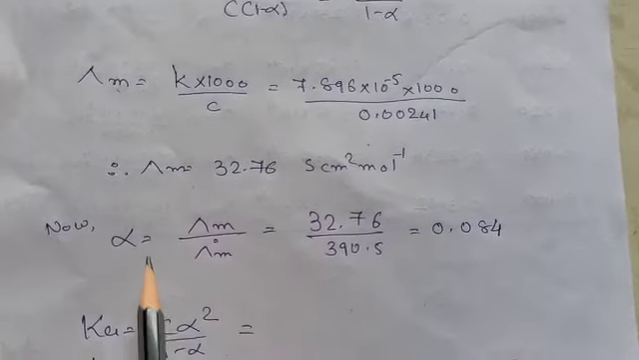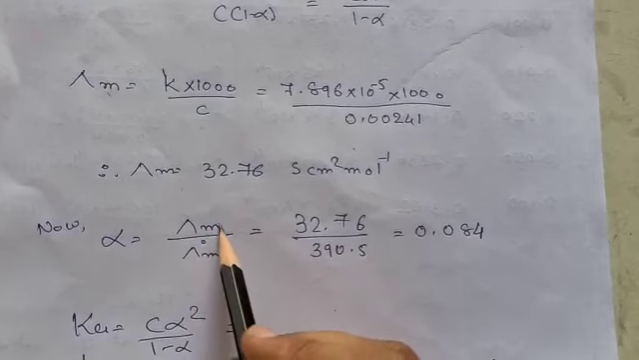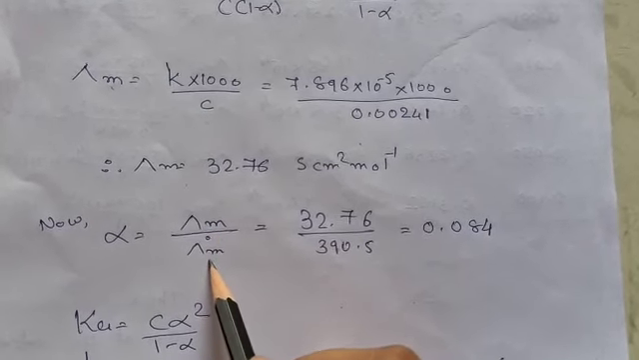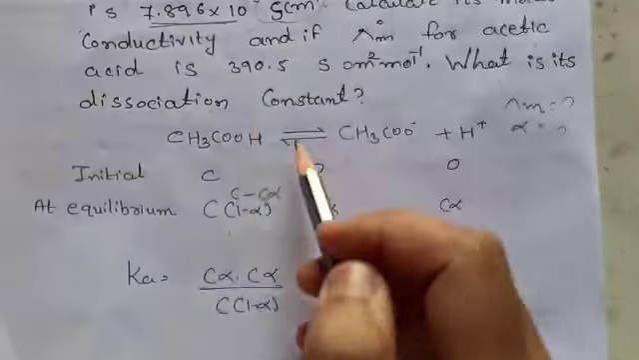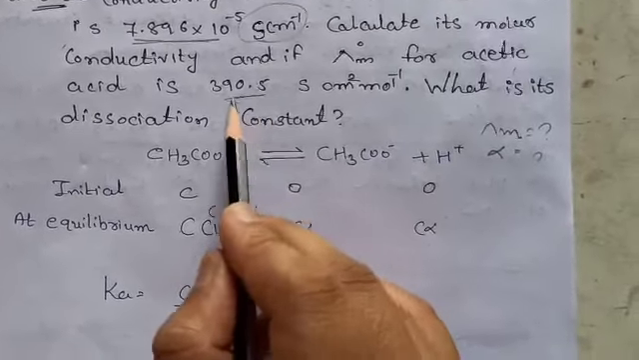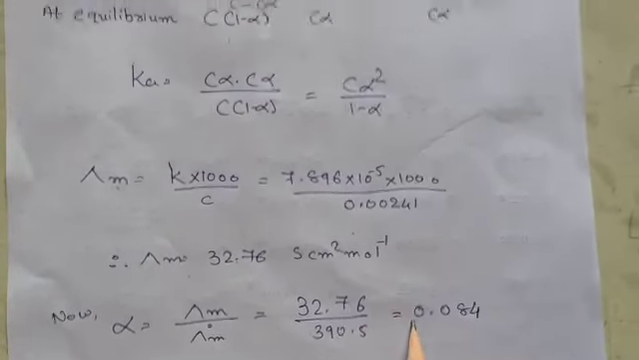Replace those values and you will get lambda m, the molar conductivity. Now you also have to find lambda m by lambda m naught. Lambda m you calculate and lambda m naught is given in the question. Replace those values and you will get alpha.